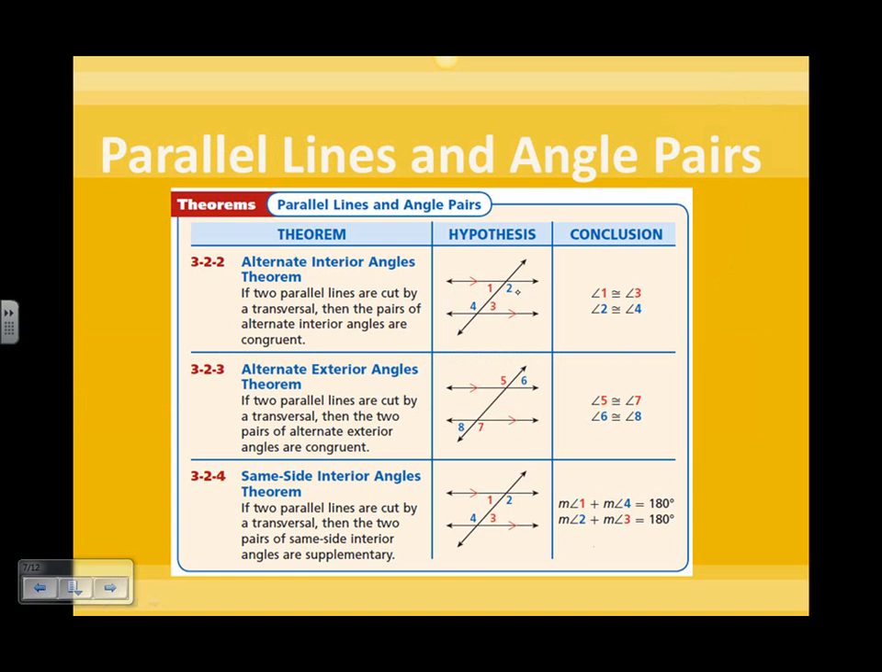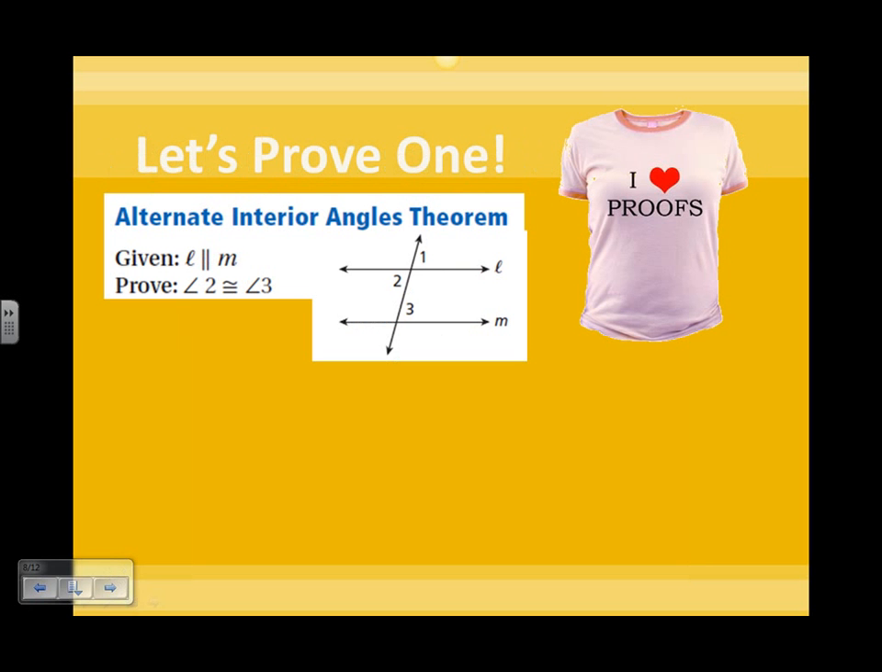So 1 is congruent to 3 and 2 is congruent to 4. This theorem here says if two parallel lines are cut by a transversal, alternate exterior angles are also congruent. 6 is congruent to 8, 5 is congruent to 7. And lastly, same side interior angles says if two parallel lines are cut by a transversal, then the angles that are on the same side in the interior are supplementary. So 1 plus 4 equals 180, and 2 plus 3 equals 180. So let's prove the alternate interior angles theorem.